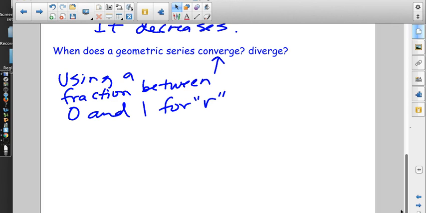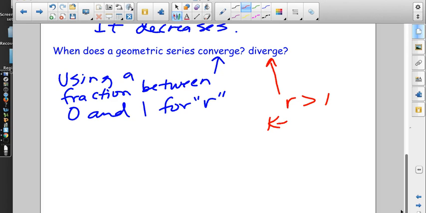Well, as we keep going with our geometrics, and if we have a fraction between 0 and 1, we're getting closer and closer to 0. We're just not quite touching it. When does it diverge? That's when it just keeps getting bigger and bigger and bigger. So that's when r is greater than 1. So it keeps getting bigger.